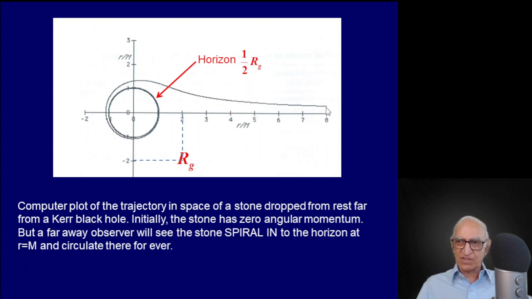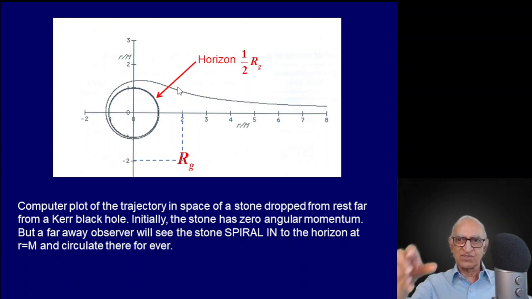So the stone or the photon will fall in radially, and then as it approaches the black hole, you notice that it's beginning to move away from the radial direction. Instead of just falling in like this, it's moving away from the black hole.